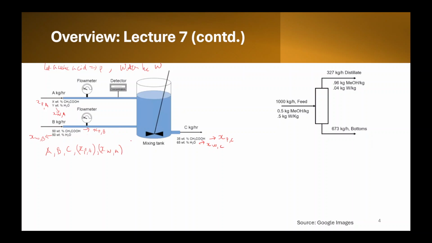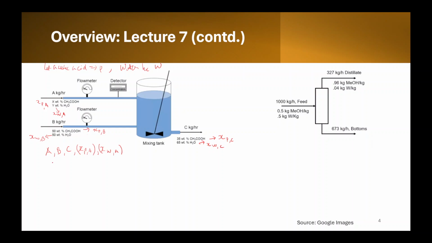So these are mass fractions. As you can see, all the units are consistent here. A is given in kg per hour, B is given in kg per hour, C is given in kg per hour. All are mass flow rates, and the concentrations given here are in weight percent, or mass percent, as well. So we don't need to change anything here. However, there are some unknowns here.